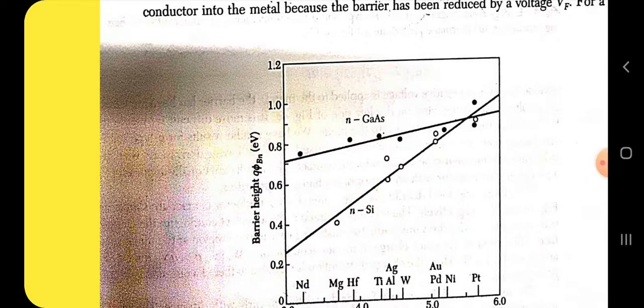If we apply a positive voltage to the metal with respect to the n-type semiconductor, the semiconductor to metal barrier height decreases, as shown in the left side. This is forward bias. When a forward bias is applied, electrons can move easily from the semiconductor into the metal because the barrier has been reduced by voltage Vf.